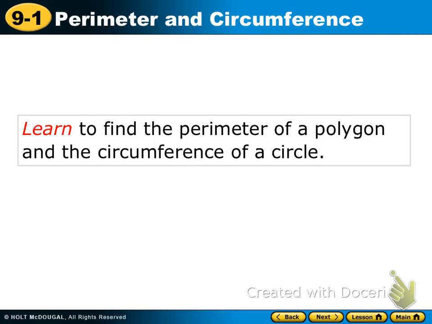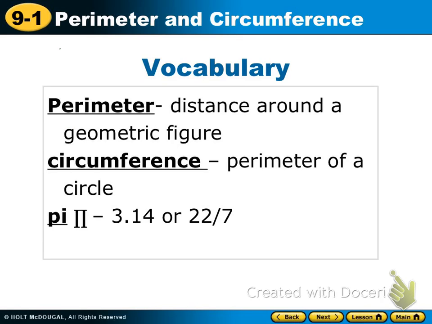In this lesson of Chapter 9, we are finding perimeter and circumference. Perimeter is the distance around any geometric figure, so that means any polygon. When we're talking about a circle, then we call that perimeter circumference. Circumference is just a special name for perimeter whenever you're dealing with a circle.